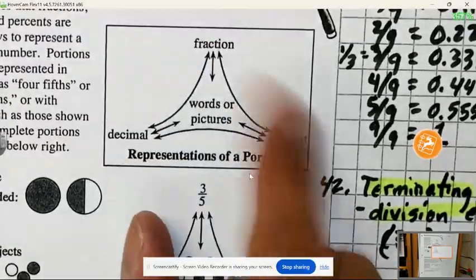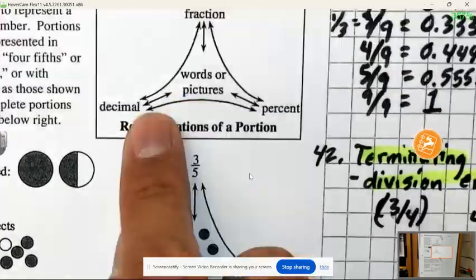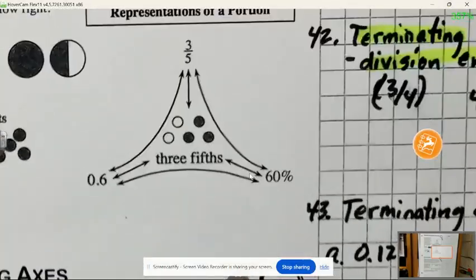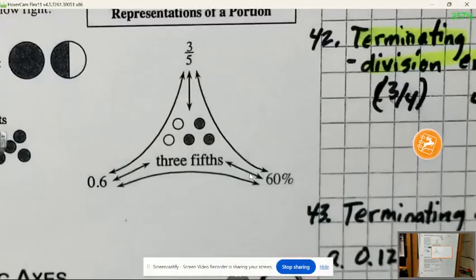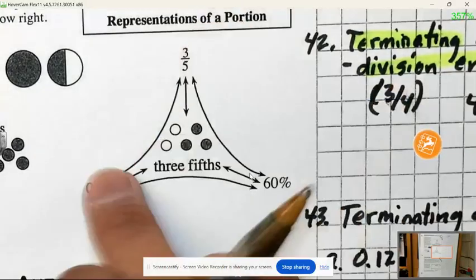So there it is again. It's in your toolkit. We have fraction, decimal, percent, words, pictures. That's what the graphic organizer looks like. And let's talk about how we would go about completing a portions web if any of these numbers were missing.